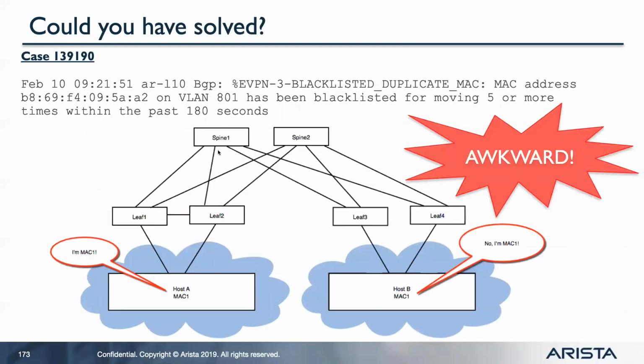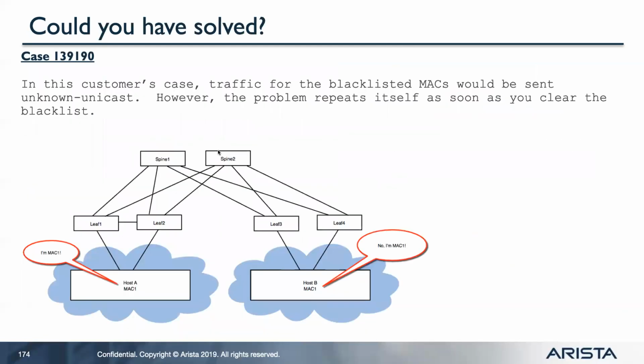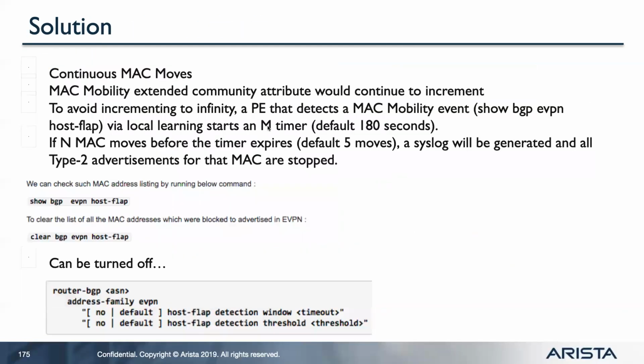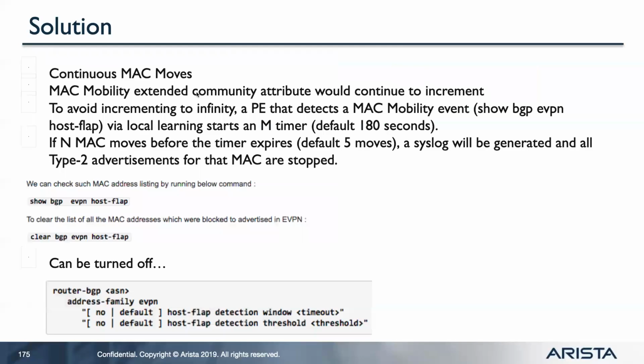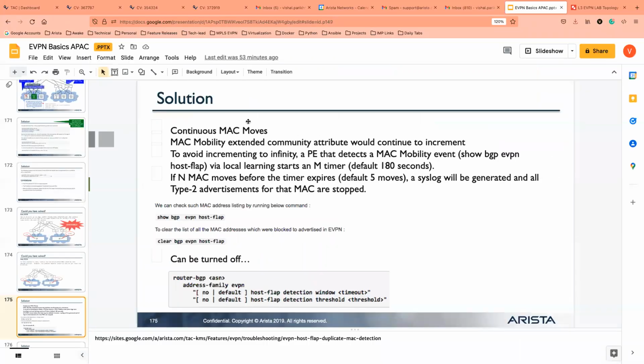Otherwise, once it is blacklisted and you don't realize that it is blacklisted, you continue to troubleshoot something else, right? So by this script, it will automatically clear the blacklisted one, and if there is still a loop or duplicate MAC, it will blacklist again, but at least it will come out of that if there is no loop, right? So this is one of the most common cases we have seen in EVPN.